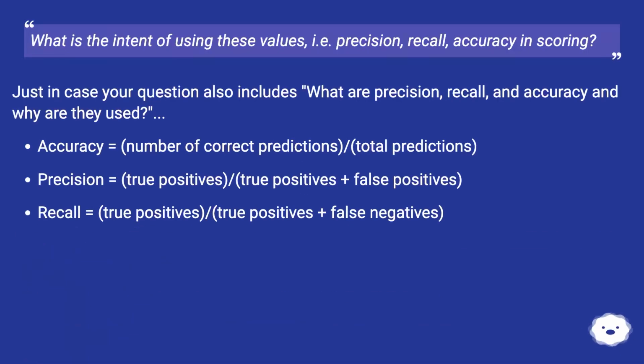What is the intent of using these values, i.e. precision, recall, accuracy and scoring? Just in case your question also includes what are precision, recall, and accuracy and why are they used?